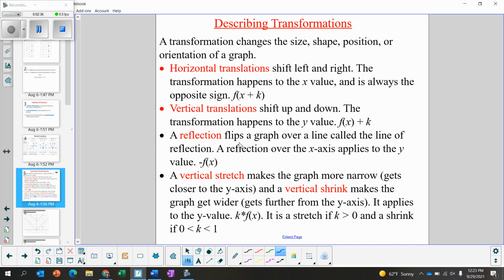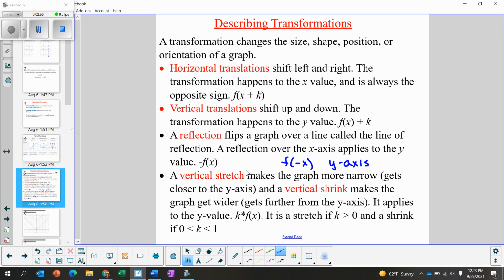A reflection is going to flip the graph, all right, over a line of reflection. So a reflection over the x-axis applies to the y value, negative f of x. Also, a reflection over the y-axis would apply to the x value, and that would look like f of negative x. All right, so that's over the y-axis.